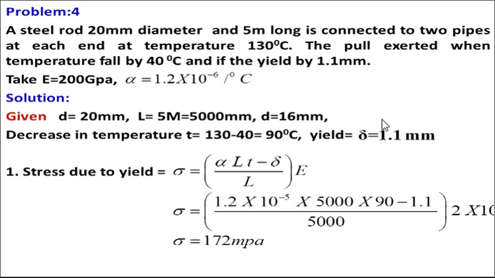Now it is the problem of yielding of support. So use the equations of yielding of support. Stress due to yield, the formula is stress equals (alpha L T minus delta) upon L into E. So here you put all the values, put value of alpha, put L, put T, minus delta 1.1, divided by 5000 total length, into E, 2 into 10 to the power 5. Okay, 200 GPa means 2 into 10 to the power 5 MPa. By solving all these, you will get the value of stress. The stress is 172 MPa.